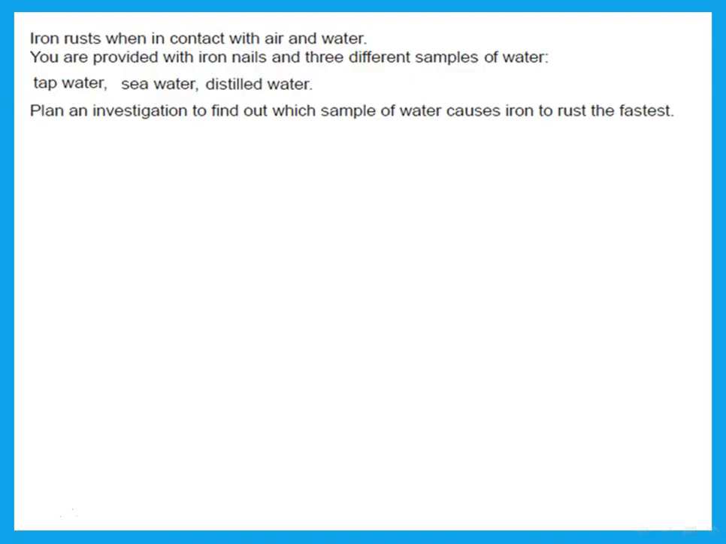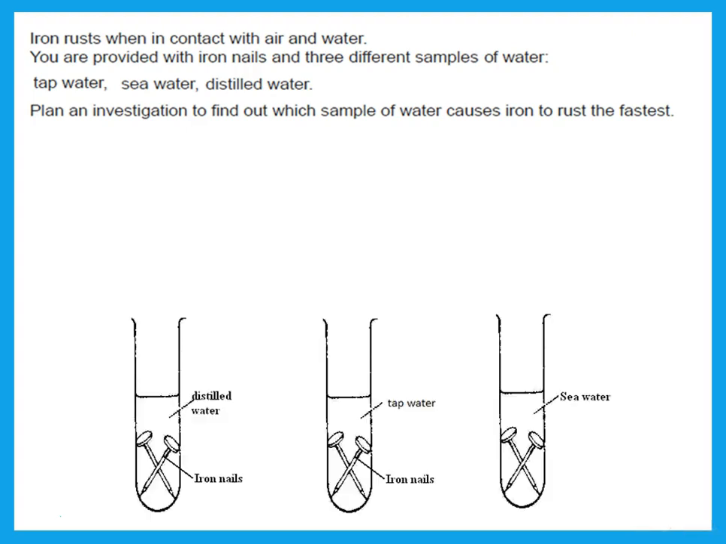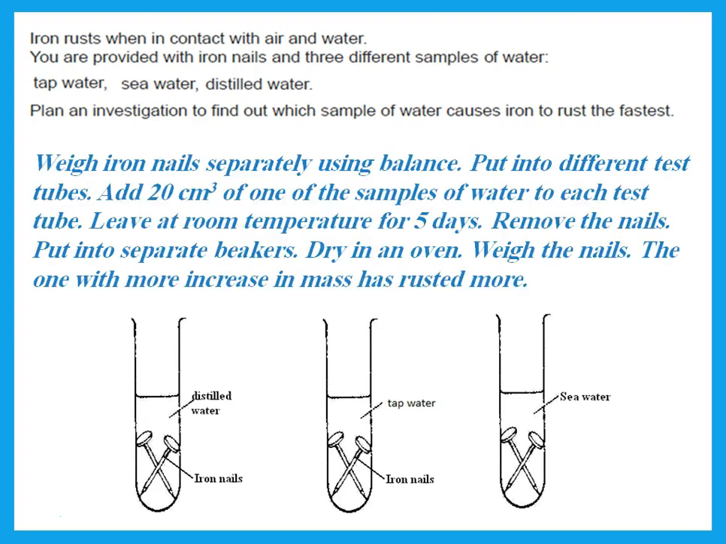Rusting. Remember that rusting needs water and oxygen. So he says you're provided with iron nails and 3 different samples of water. Plan an investigation to find out which sample of water causes iron to rust. So I have tap water, distilled water, and seawater. And in this case, how do I know which one has rusted more?